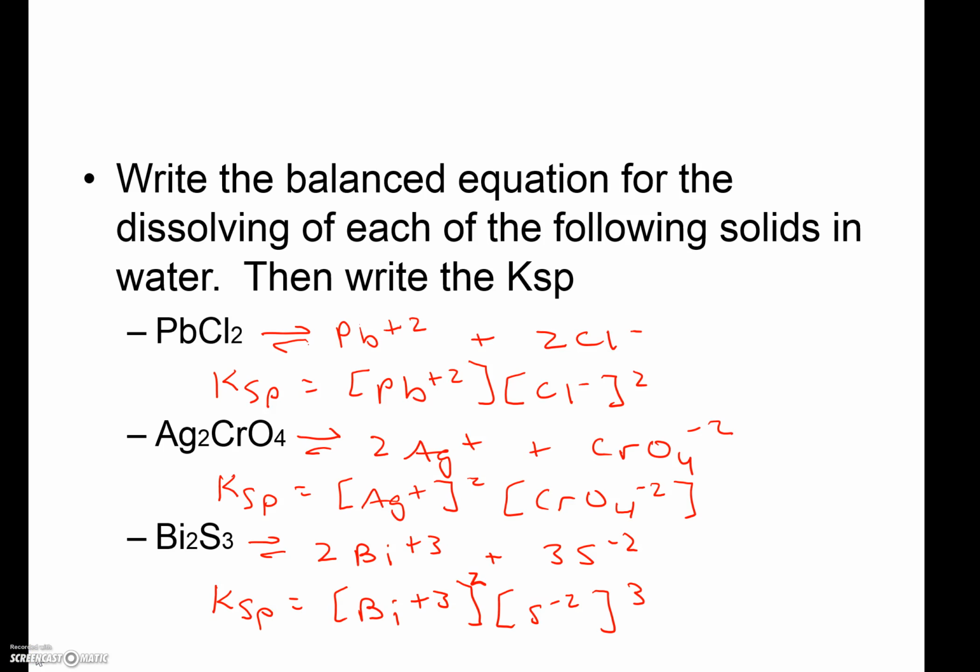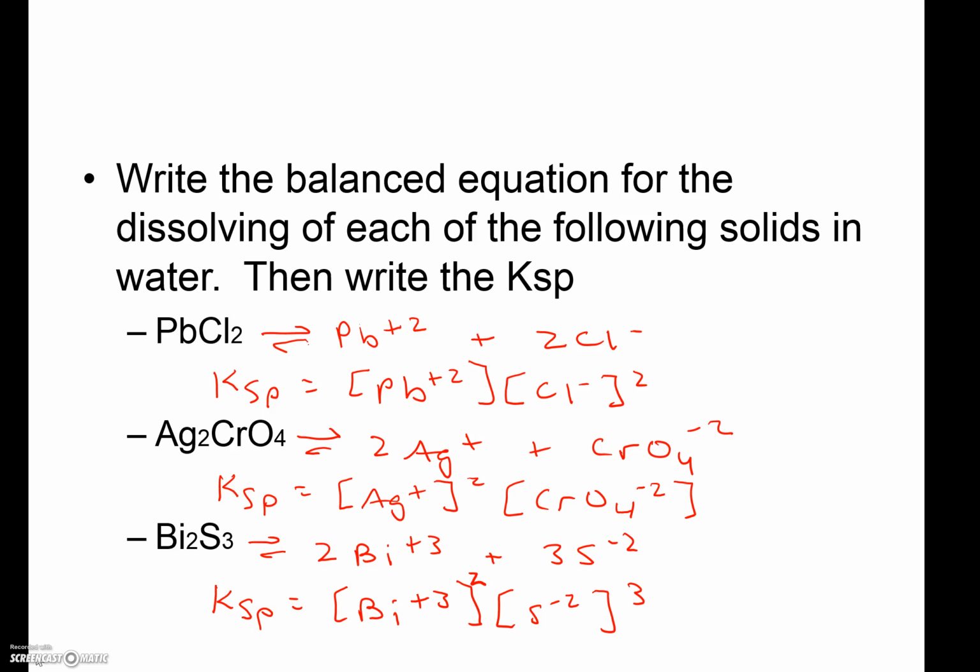If we look at our lead chloride, it's going to break up into 1 mole of lead ions for every 2 moles of chloride ions. So our KSP would equal the concentration of lead ions times the concentration of chloride ions squared. If we were to take silver chromate and dissolve it in water, we're going to have 2 moles of silver ions for every 1 mole of chromate ions. So our KSP would equal the concentration of silver ions squared times the concentration of chromate ions.